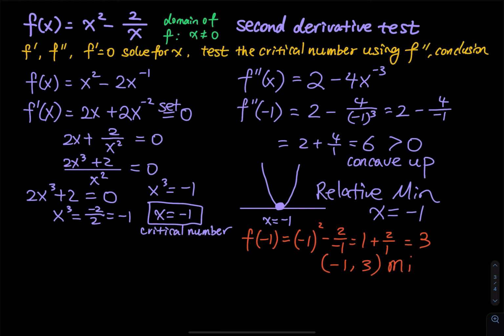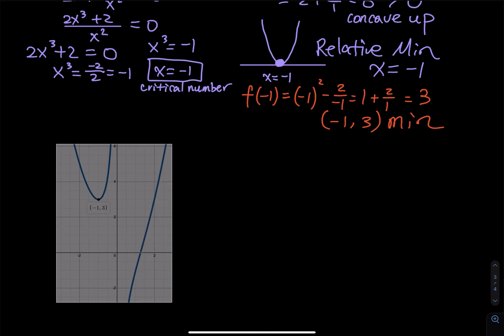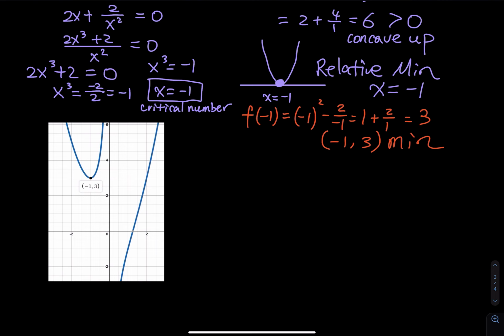It's a relative minimum. Can we verify this using a picture? The answer is absolutely yes. I already prepared a picture for you. In this picture, do you see that at negative 1 comma 3, we have a relative minimum? And then what happens when x is equal to 0? There is a vertical asymptote. And on the right hand side of the vertical asymptote, that part has no min, no max, just a function that is always increasing.